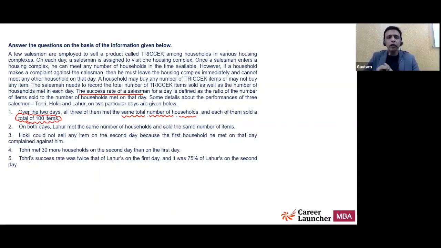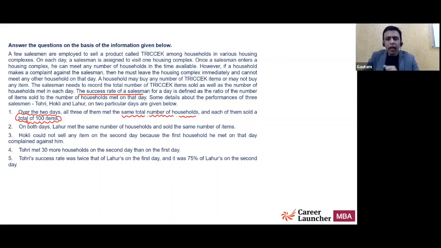Hockley could not sell any item on the second day. So second day sale would be 0, because the first household he met on that day complained against him. Obviously he was able to meet only one household on day 2. He would have met the rest all on day 1. Then Tory met 30 more households on the second day than on day 1, and Tory's success rate was twice.